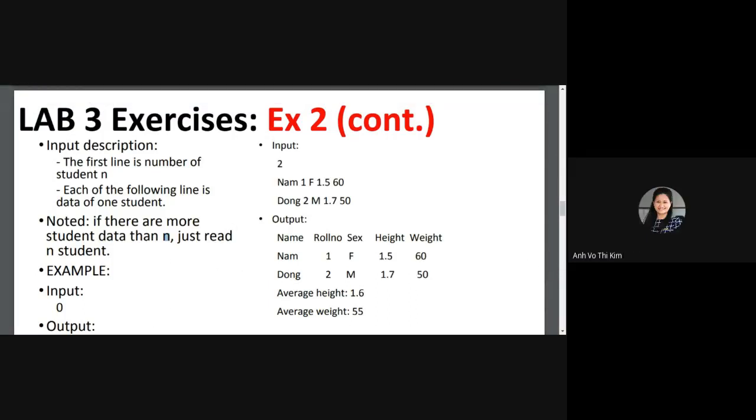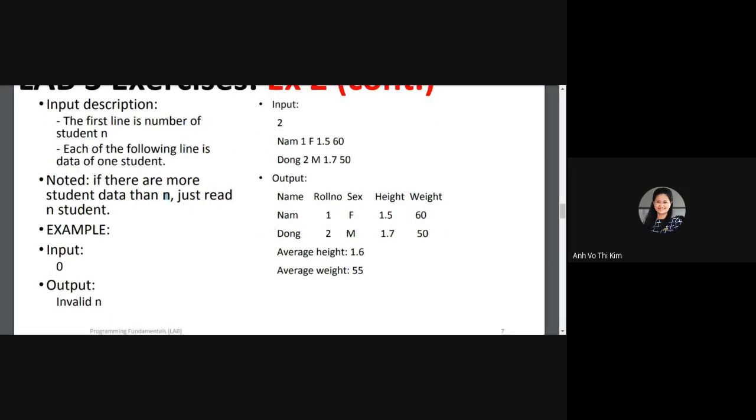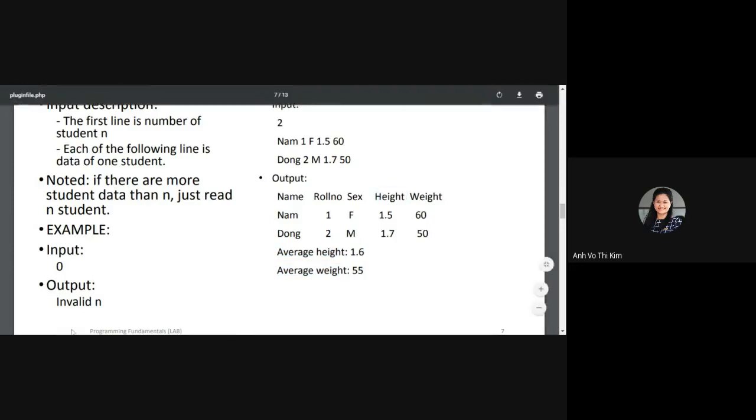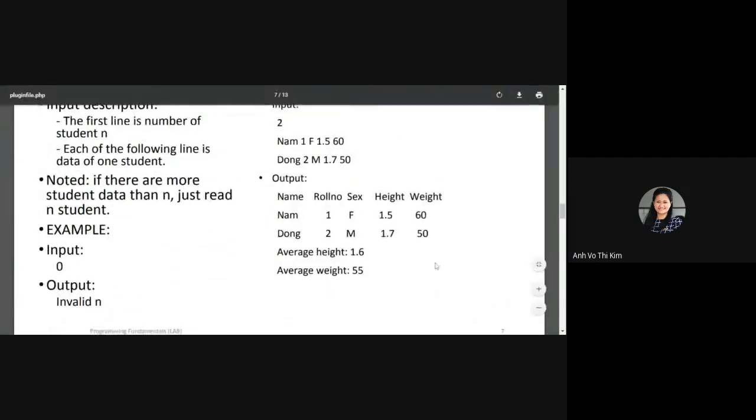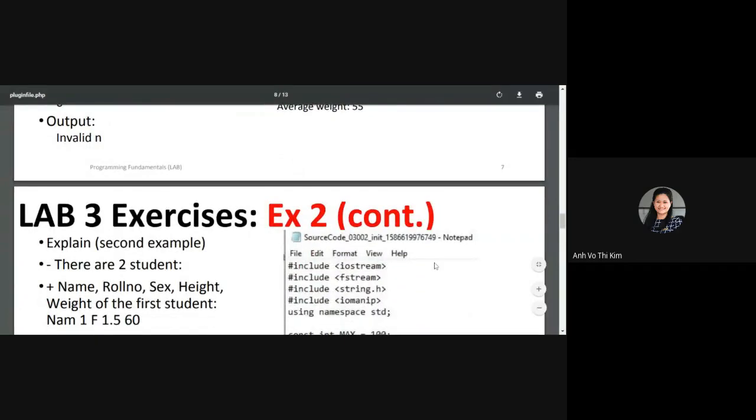All right. And here you see the outputs. You have the list of students, including the calculation for the average of the height and the weight, in the last two columns here. Okay. So right. Any questions so far?